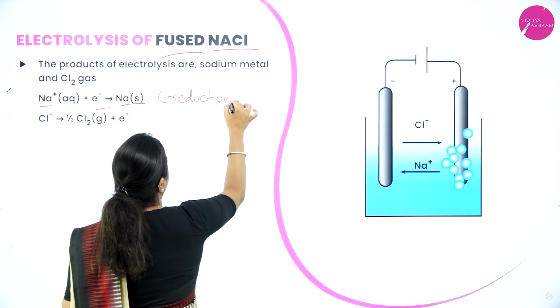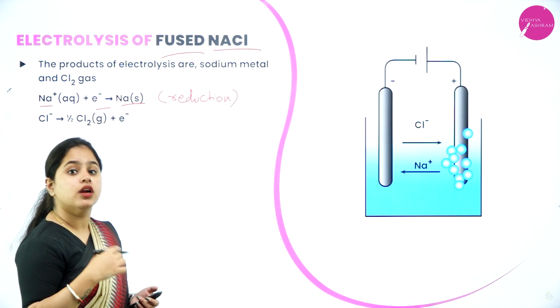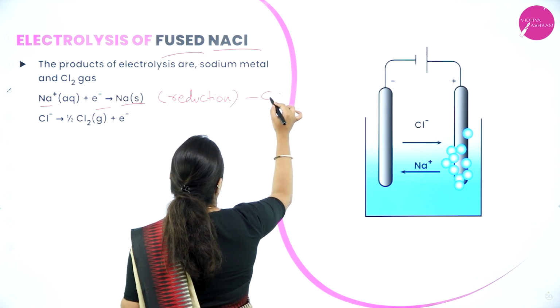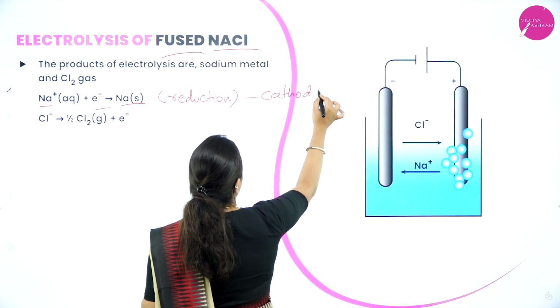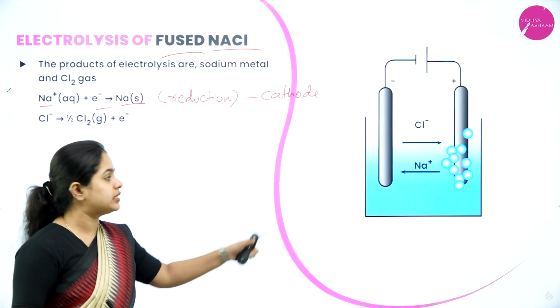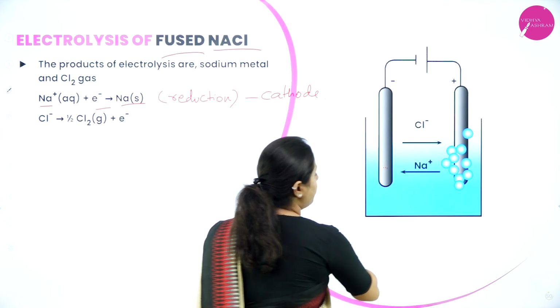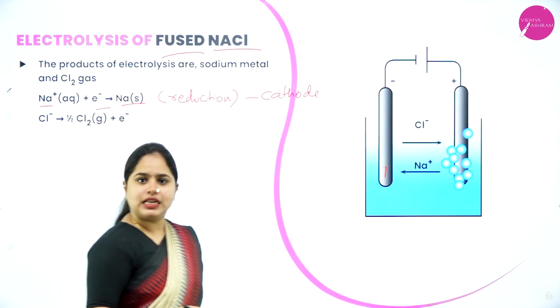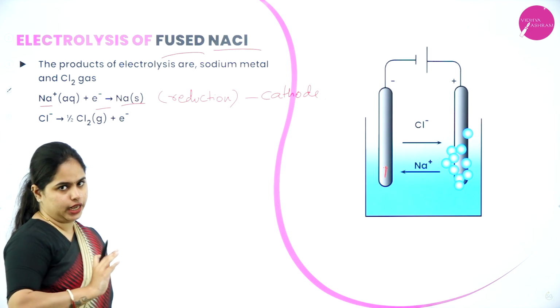So reduction will happen in which electrode? Cathode or anode? Yes, it will take place in the cathode. So this particular reaction is taking place in the cathode and sodium will be deposited here. Sodium will be deposited on your cathode. Clear? It is the negatively charged electrode.